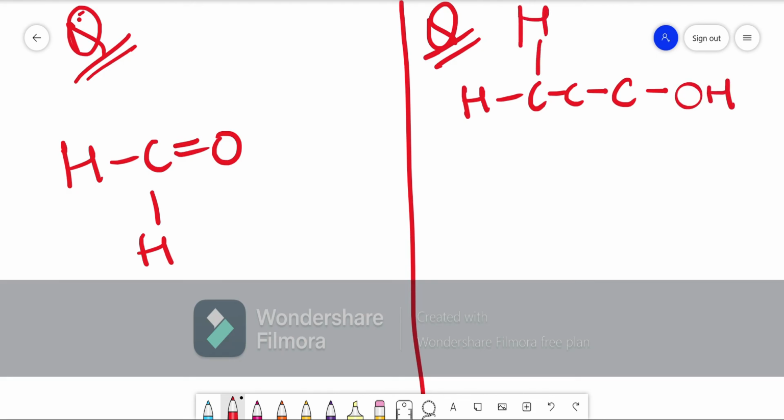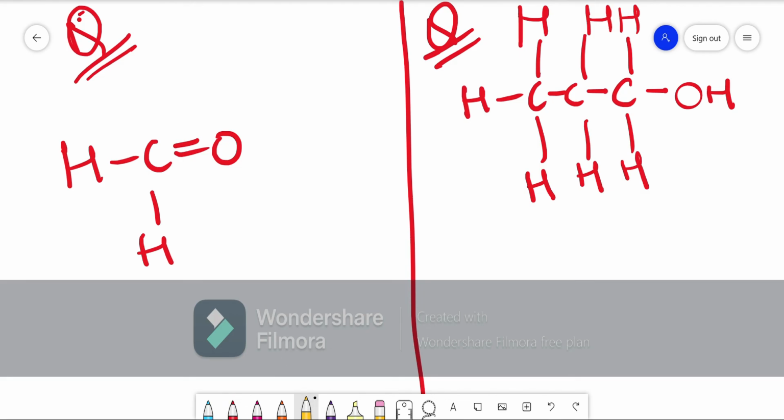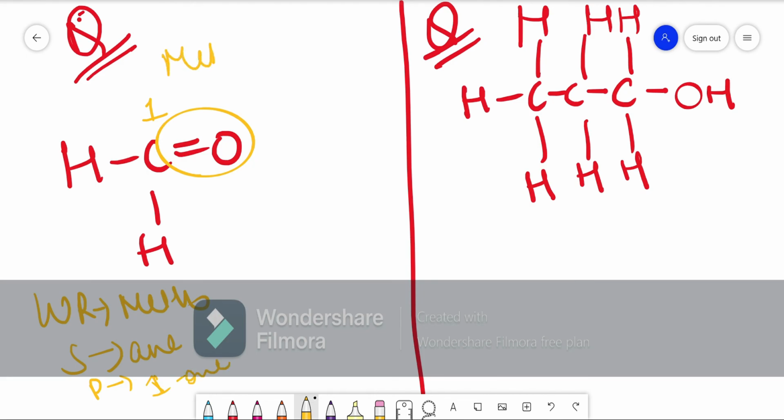Okay, wait. H, H, H, then H, H, H. Correct? So HCO, right? Only one carbon atom is present here, and this is the ketone group that is attached. So the word root would be meth. The suffix would be ane, and the prefix would be 1-one. So methyl 1-one.